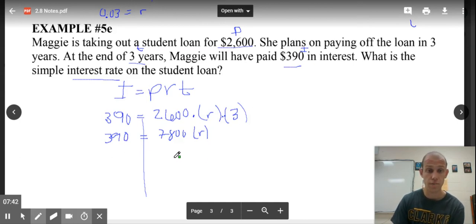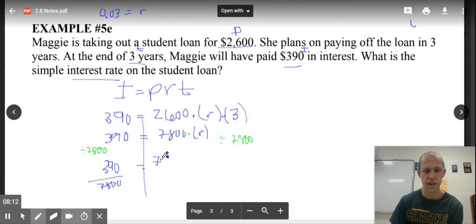Not something I can do in my head very easily. So I use algebra and the process of undoing. So there is multiplication going on right here. So I undo that multiplication in order to rip that 7,800 away. So it's only R. I undo it by division. So then I will have on the left side 390 divided by 7,800. And on the right side, I will have 7,800 times R divided by 7,800.